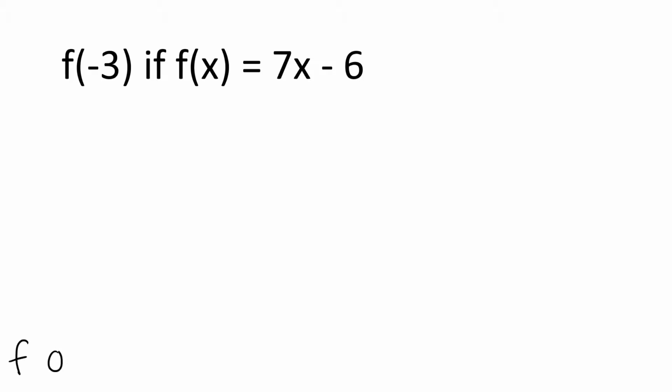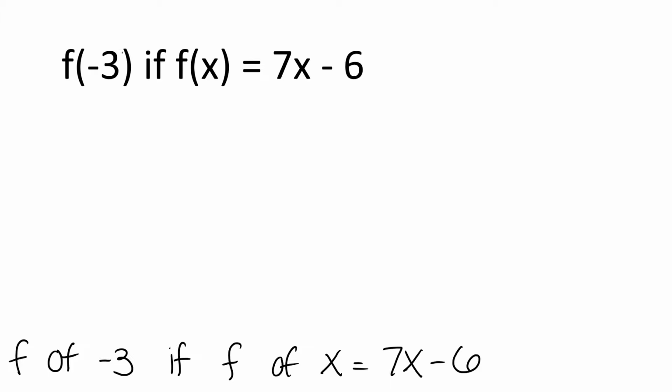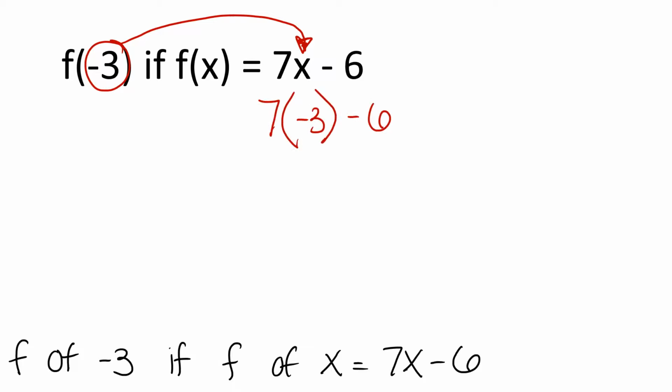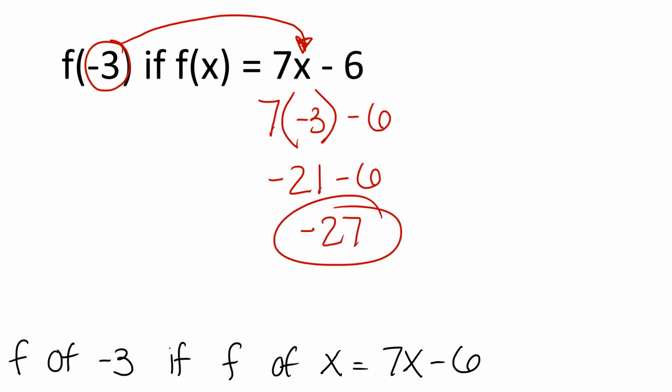Reading this problem, we have f of -3 if f of x equals 7x minus 6. Again, take your number in parentheses, plug it into the x value spot. So instead of 7 times x, we're going to do 7 times -3 minus 6. 7 times -3 is -21. -21 minus 6 is -27 for our final answer.